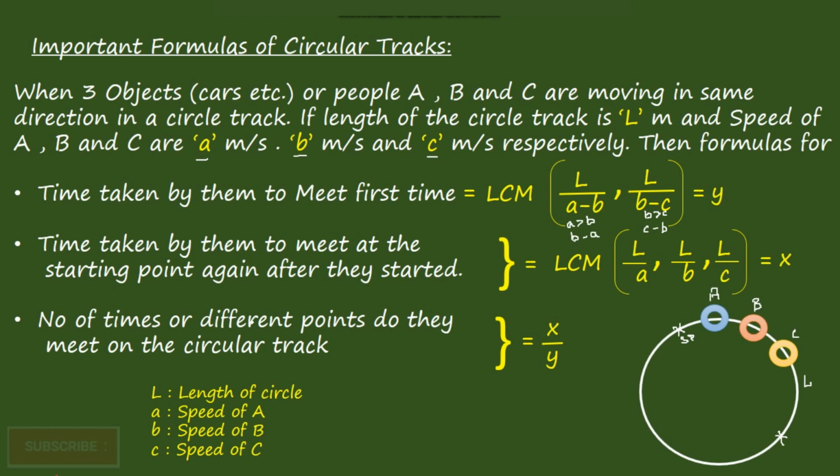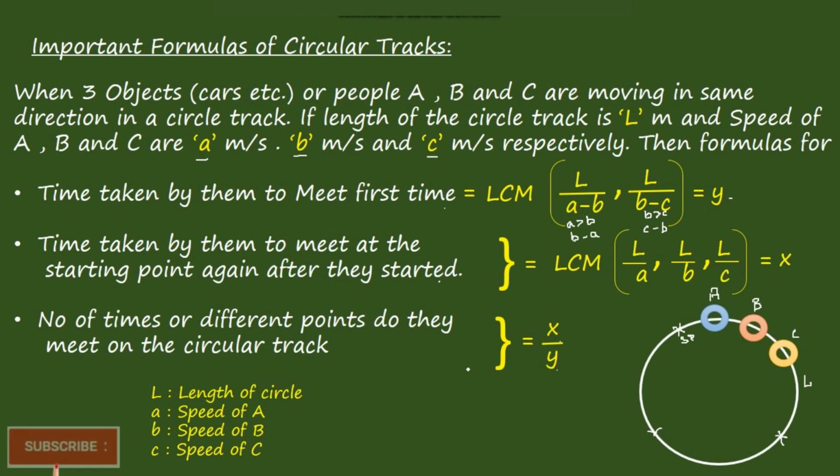The number of different points at which they meet on the circular track. They will be meeting at different times, and you have to find out how many times. The formula is X by Y. X is the time taken by them to meet at the starting point again after they started. Y is the time taken by them to meet the first time.